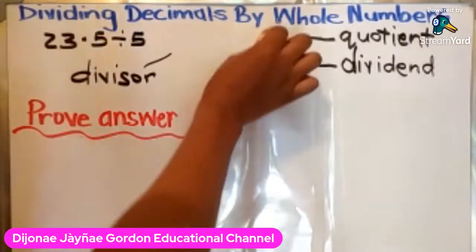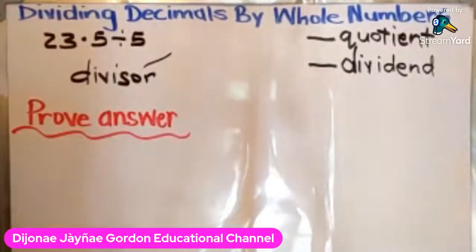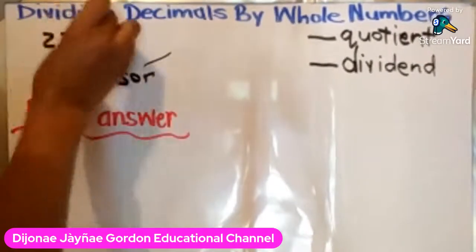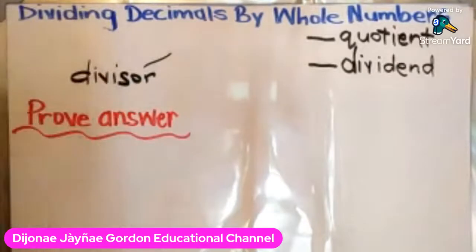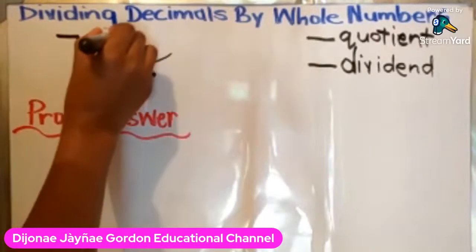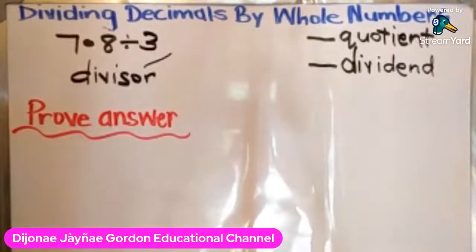All right. So let's look at this second example. The next problem that we have to work is 7.8 divided by 3. That's a problem we have to work next. I'm going to write it right over here so you can see clearly. That is 7.8, and of course we're dividing by 3. So let's set the problem out and start working.